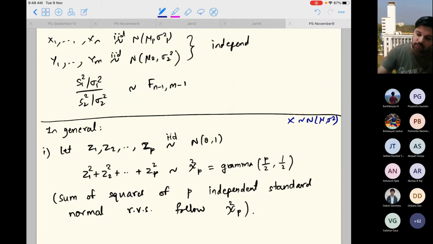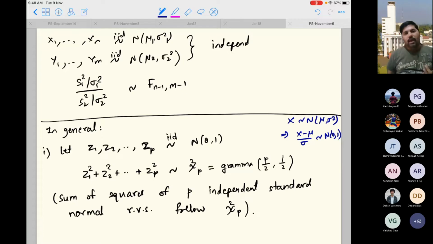If X follows normal(mu, sigma squared), then (X minus mu) divided by sigma follows normal(0, 1), always. So this is what we have: X follows normal(mu, sigma squared). Then how do you normalize it? (X minus mu) divided by sigma. That is how you normalize it.